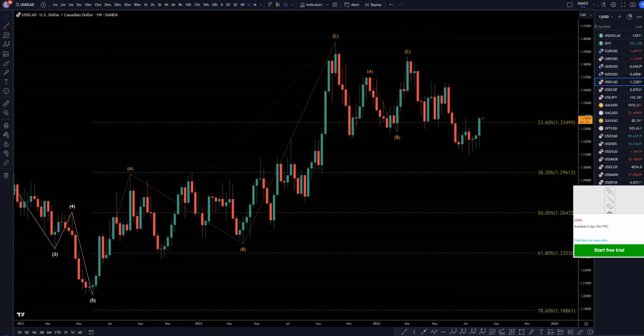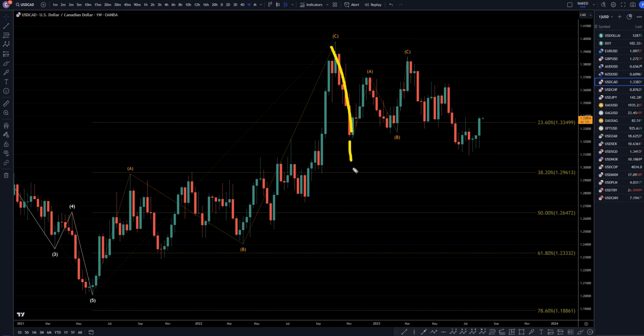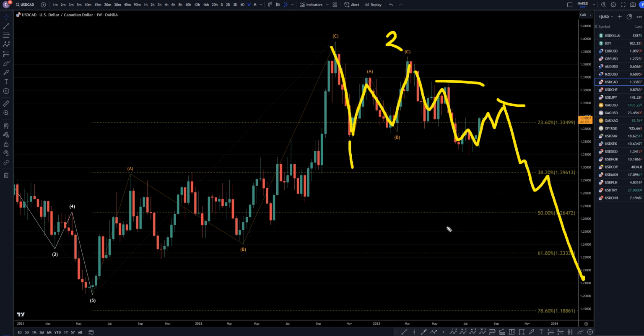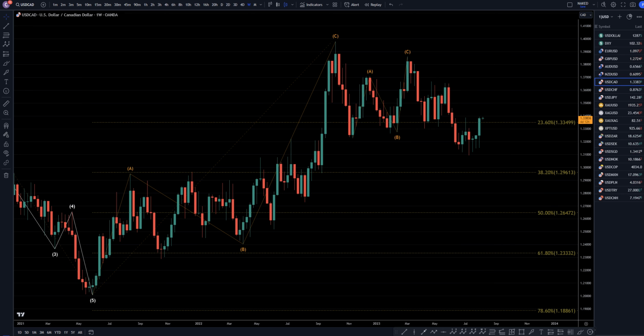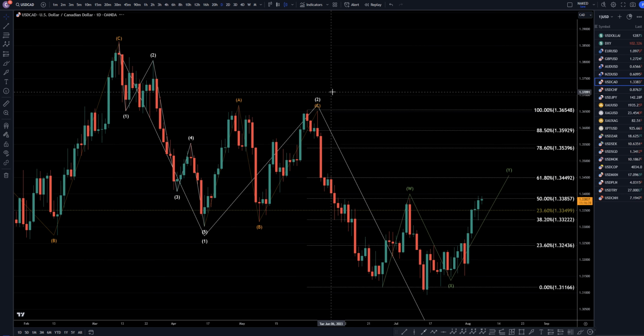On the weekly time frame, I still believe this first push down is a 1. I think this is an ABC like a 2. I think this move up right here is still going to be a crescent. I think it's going to make a lower high and end up continuing down for a wave 3 of wave 3, or possibly a wave 3 of wave C. So let's take it down even further to the daily time frame.